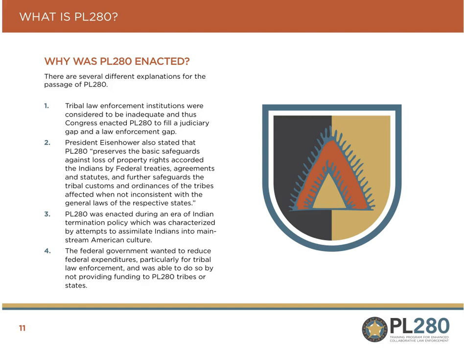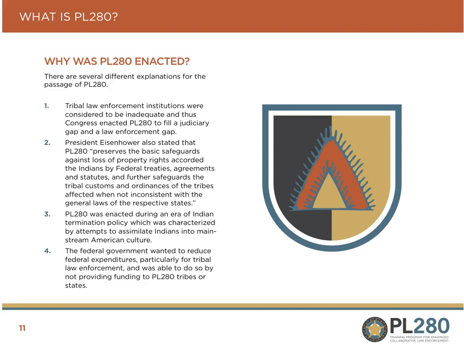Understood within the historical context of PL280, there are several perspectives of the reasoning behind the law. Here we provide a brief overview of key rationale, but it is also important to understand that the rationales behind PL280 are complex and intertwined. The first reason for the passage of the law is that tribal law enforcement institutions were considered to be inadequate, and thus Congress enacted PL280 to fill a judiciary gap by requiring states to step in. The House of Representatives originally introduced PL280 as a mechanism for combating tribal crime in California. The Senate eventually expanded the scope of the bill upon finding that the enforcement of law and order among Indians in Indian country had been largely left to Indian groups, which were not adequately organized to perform that function.